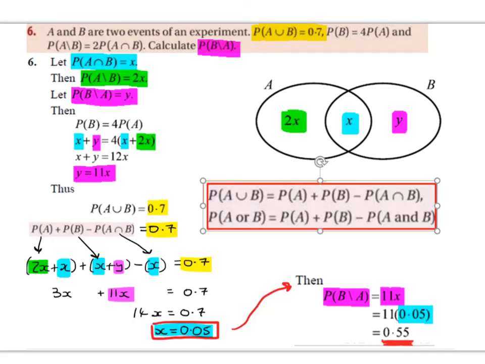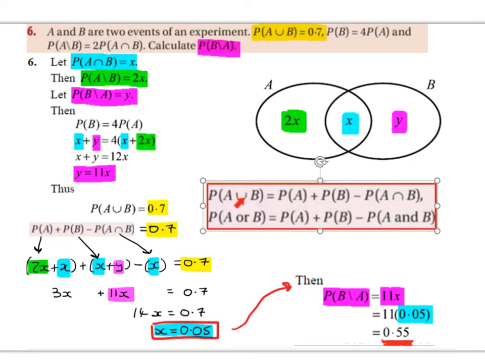Now, a slightly different way of doing it. Draw out the same Venn diagram. All these steps are the same. We still get Y is equal to 11X. So the probability of A union B is equal to 0.7. So if you don't want to just add the three parts together, so adding up all the parts of the union, then you can use this formula. It's just a little bit longer.